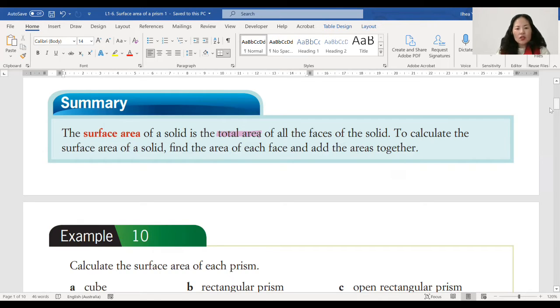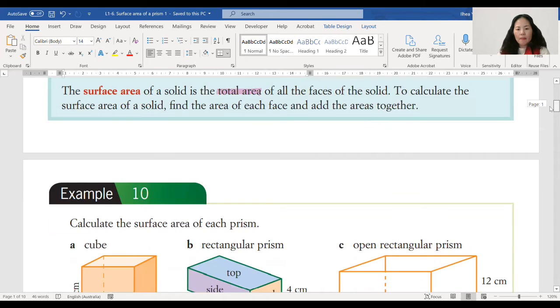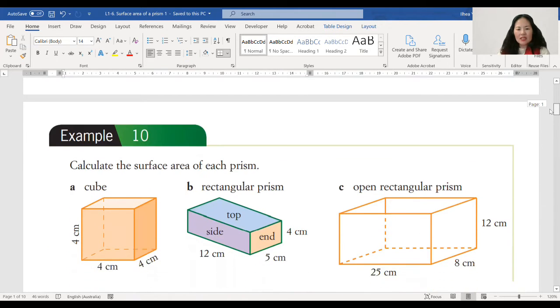So the surface area of a solid is the total area of all the faces of the solid. Obviously, to find the surface area, if you can find each side, the faces, then we can add up, and you will get surface area. Okay, let's have a look at the example 10.